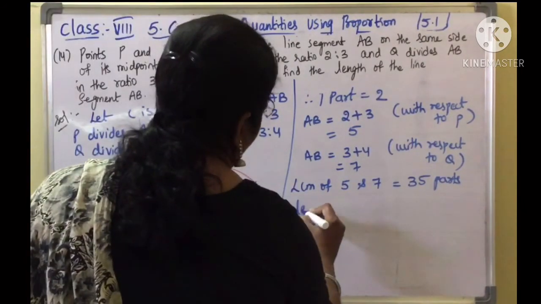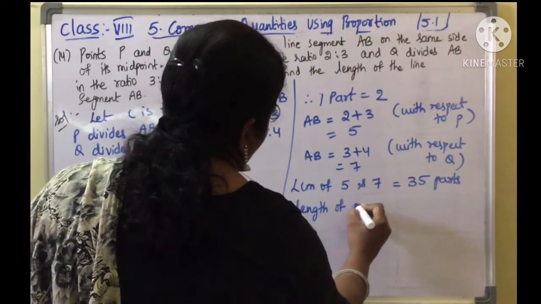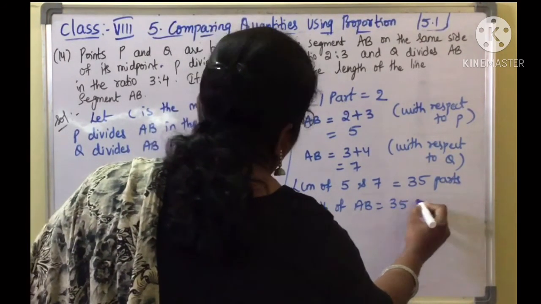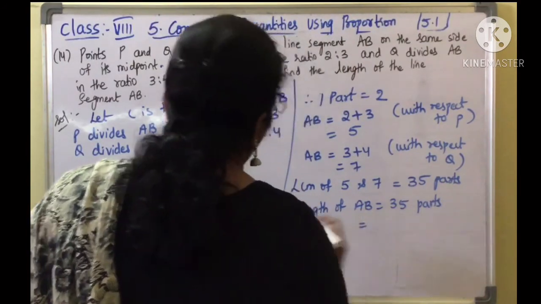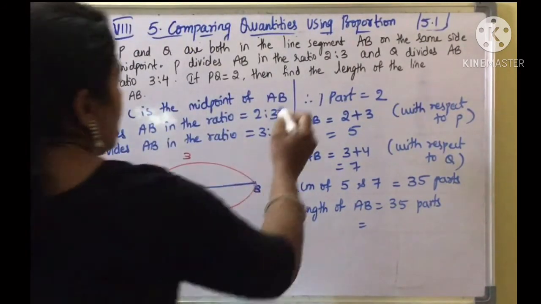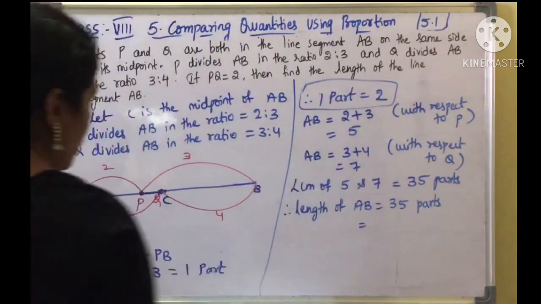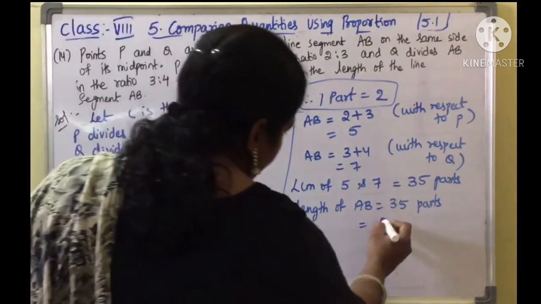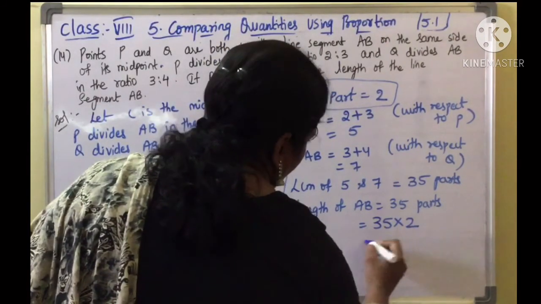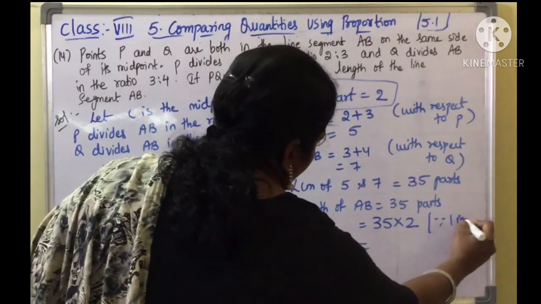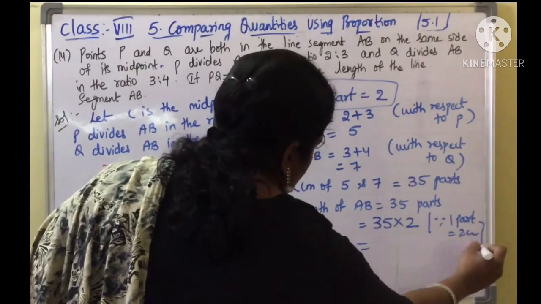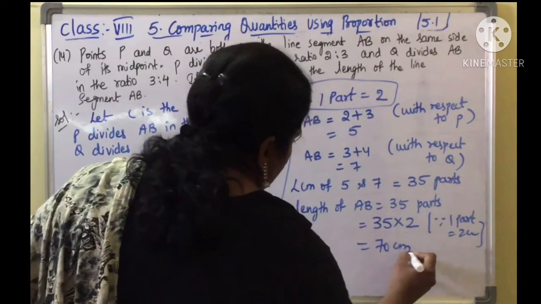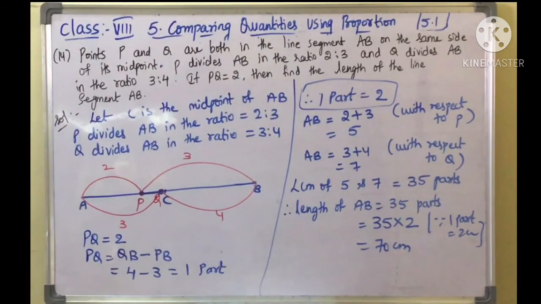Therefore, length of AB is nothing but 35 parts. Here you know what is the one part value here? We got here one part as 2, right? 2 centimeters. That is 35 parts means here you will write 35 into 2. Since one part value is 2 centimeters. So 35 twos are 70 centimeters. So length of AB finally you got as 70 centimeters. So with this sum we completed this 5.1 exercise, children.